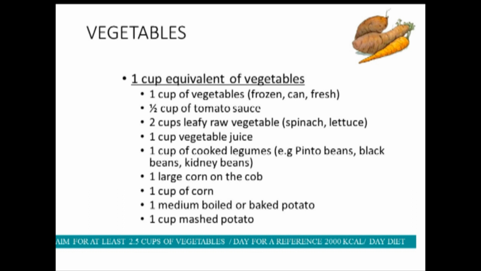Now let's look at the vegetable group. Well, one cup equivalent is 1 cup of vegetables, frozen, canned, or fresh. Half a cup of tomato sauce, because it's a little more concentrated. 2 cups of leafy raw vegetables like spinach or lettuce. That's because it's less dense. 1 cup of vegetable juice like a V8.